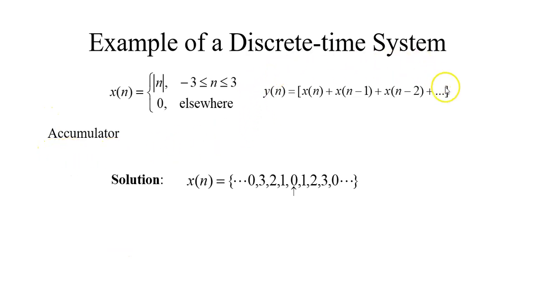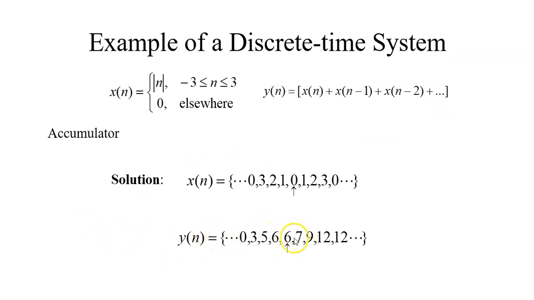As you see, we have another system. It is an accumulator: y of n equals x of n plus x of n minus 1 plus x of n minus 2, and so on, where n equals from minus 3 to 3. So we will take only these values: 1, 2, 3, minus 1, 2, 3. Other values above 3 or below minus 3 equal 0. As you see here, this is our solution. We will use this system as an accumulator, and this is our output.